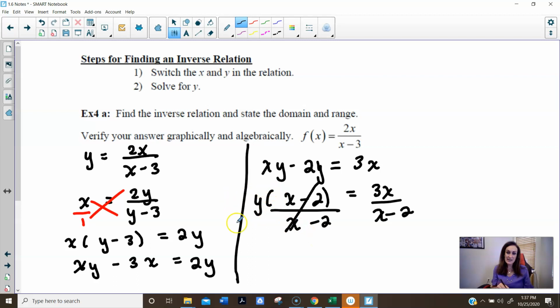So I'm going to take the y and replace it with the inverse notation. So f inverse of x is equal to 3x over x subtract 2.